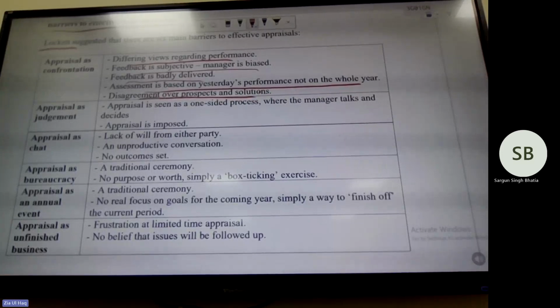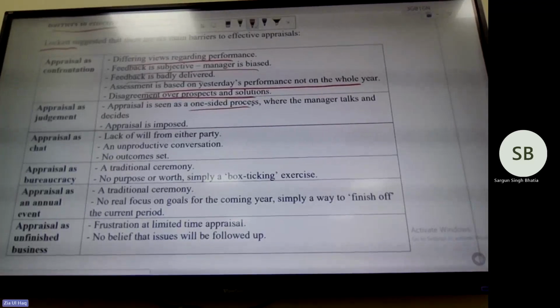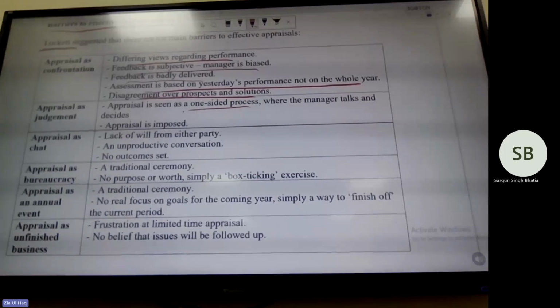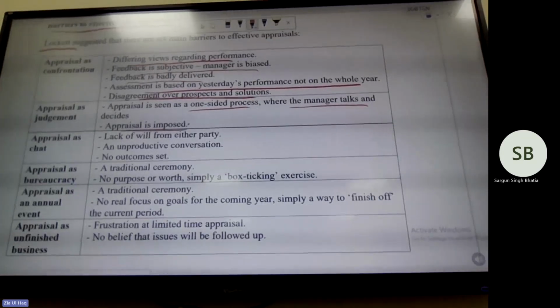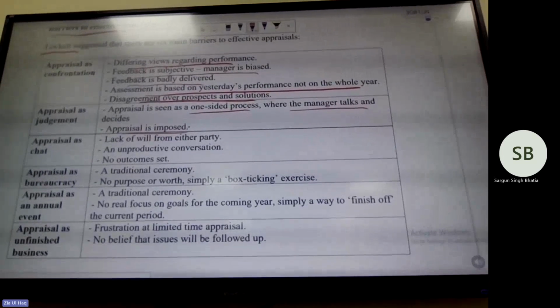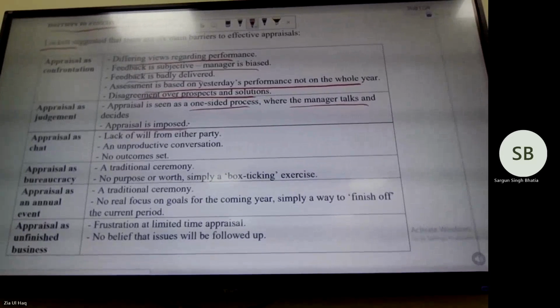Performance appraisal as judgment means a one-sided process. You are not allowing the other person to explain his position and his problems. So appraisal is seen as a one-sided process where the manager talks and decides. Appraisal is imposed, meaning you have imposed the targets and you are not listening to others.